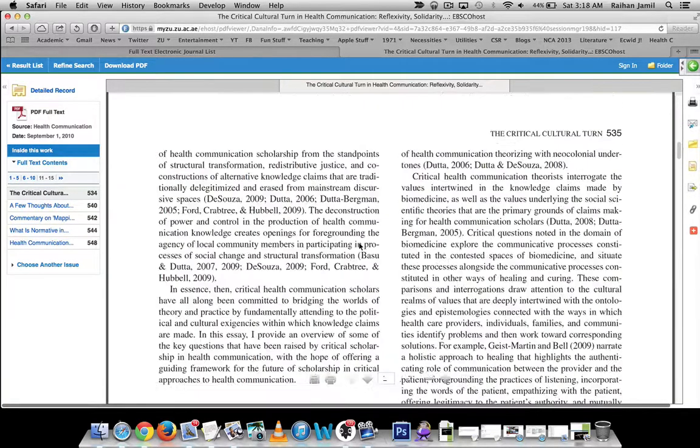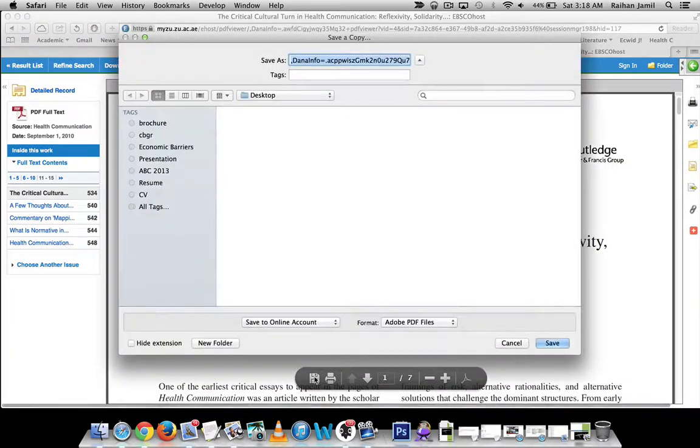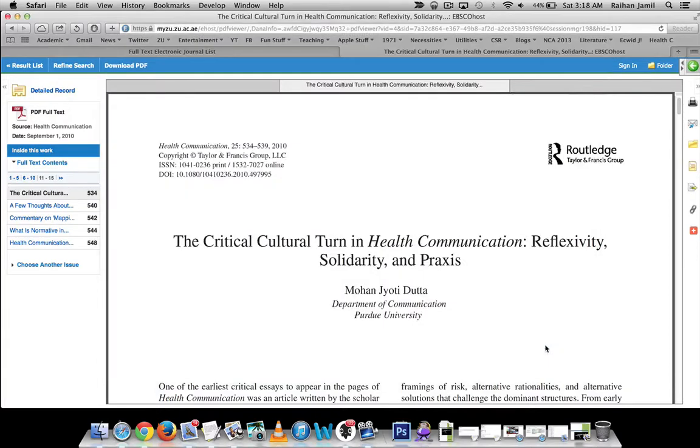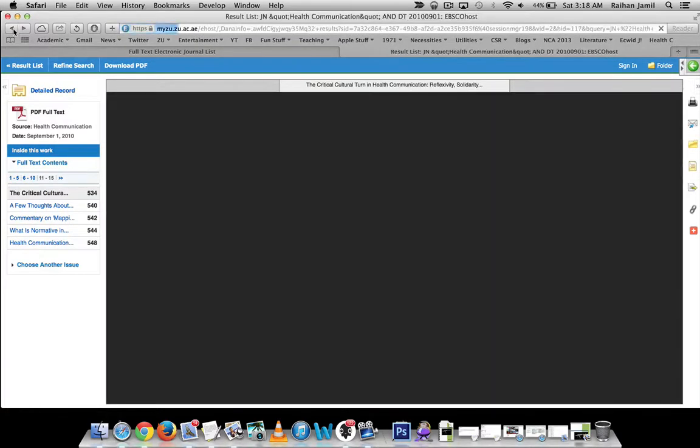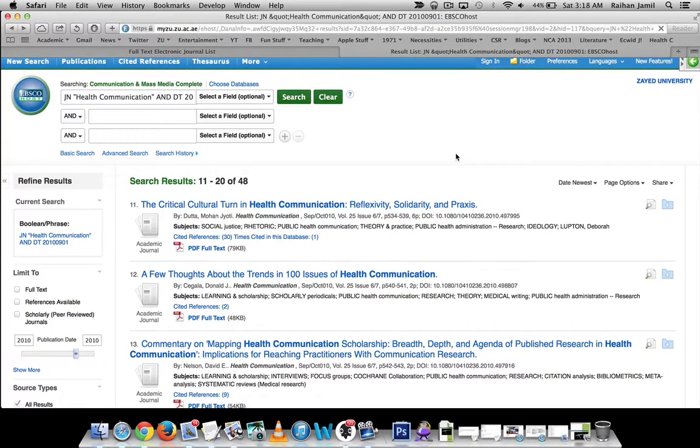So now that I have the article, I will save it. So let's say I name it article number 2 and save it in my desktop. Done. So now I go back and I repeat the process. Okay. So what I need to do is read those two articles, see if they are actually about critical interrogation or critical look at health communication, and if I find they are both okay, then that's it.